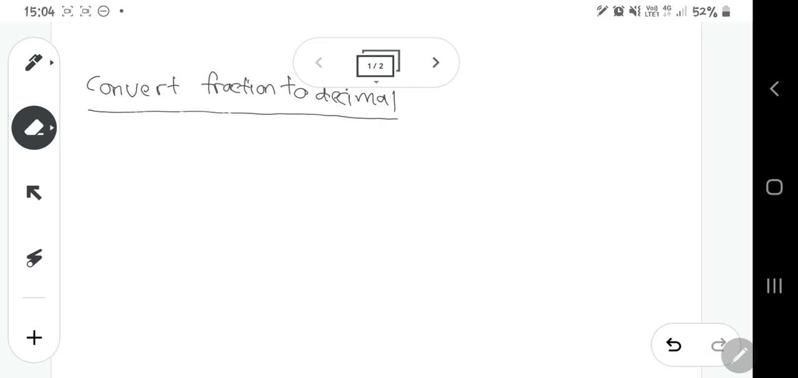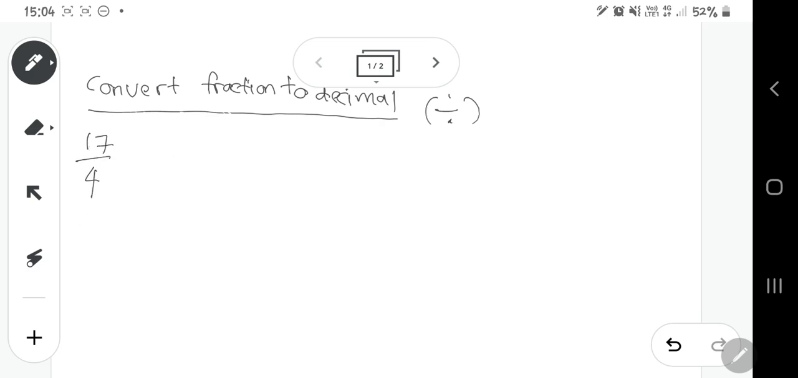To convert fraction to decimal, the important part is you would have to divide the fraction. For example, I'm going to give you a fraction, 17 over 4. The numerator is 17 and the denominator is 4. Always remember that this fraction bar means divide. So how does it work? 17, the numerator, should be inside. You divide by 4, the denominator. So numerator inside, denominator outside.